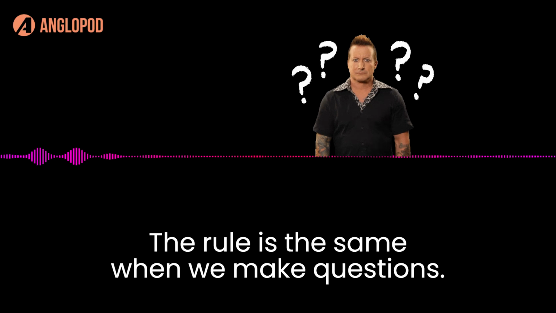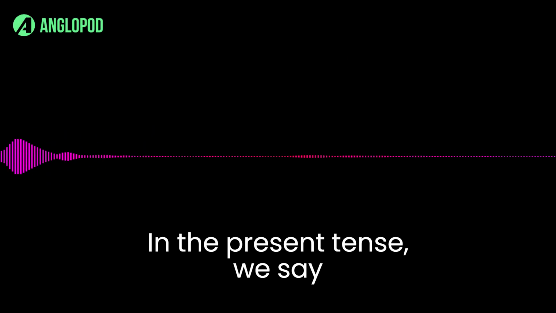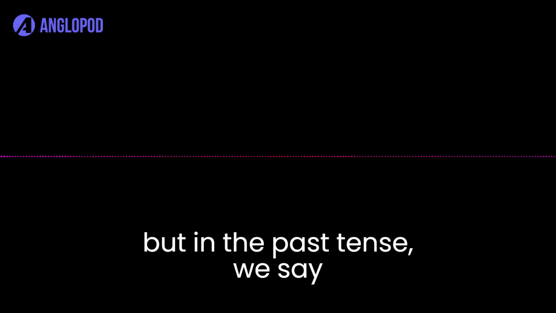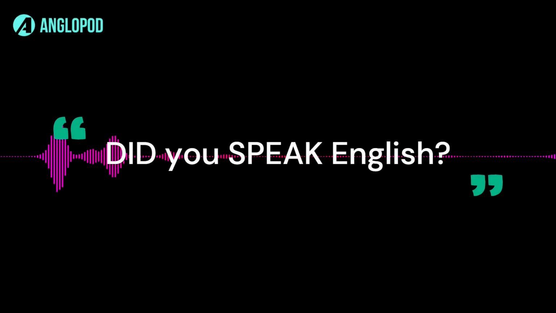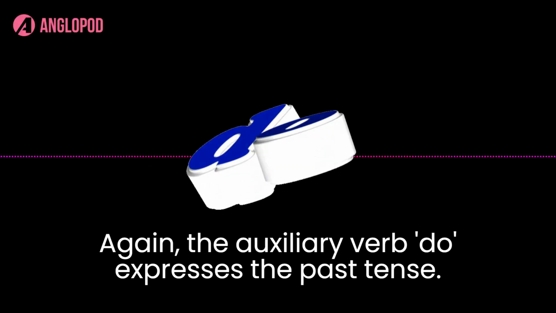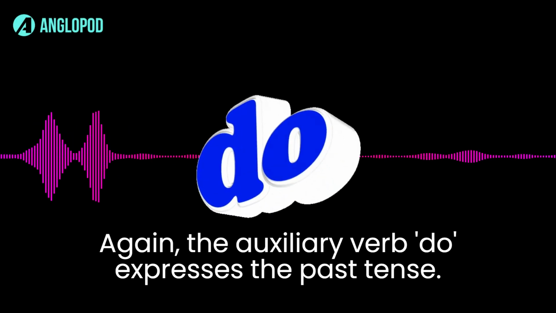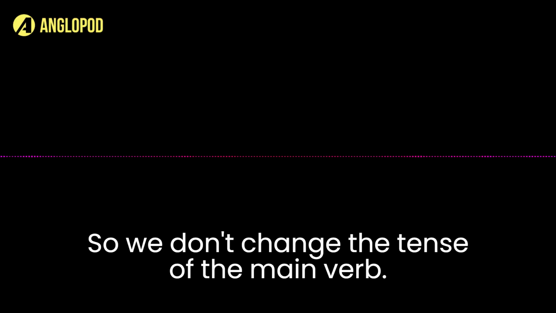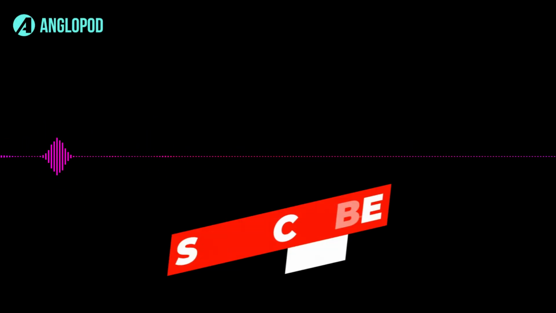The rule is the same when we make questions. In the present tense, we say, do you speak English? But in the past tense, we say, did you speak English? Not, did you spoke? Again, the auxiliary verb do expresses the past tense. So we don't change the tense of the main verb.